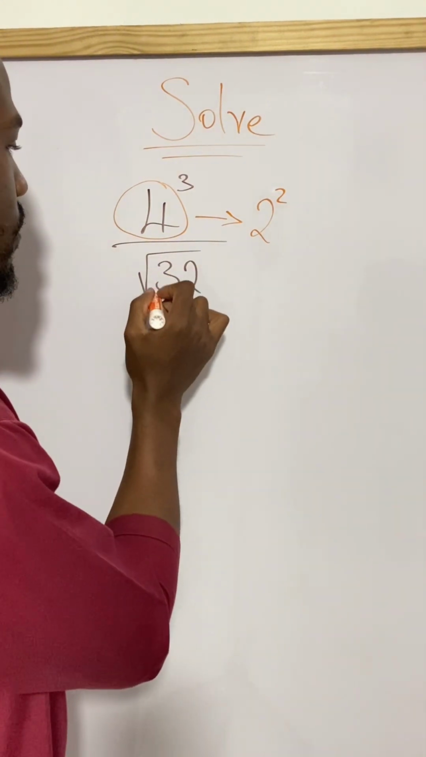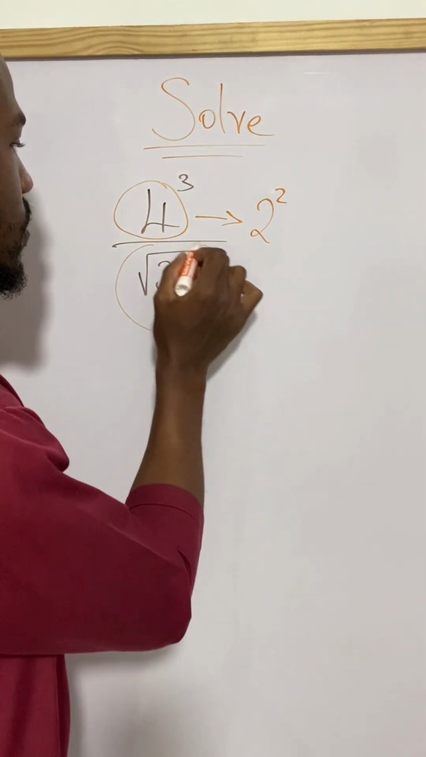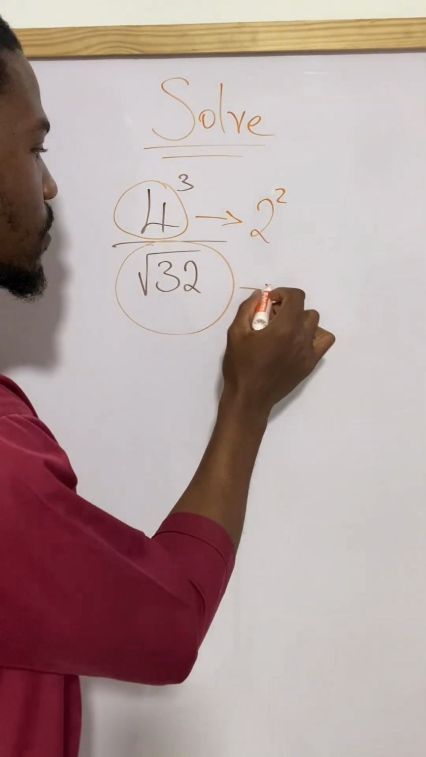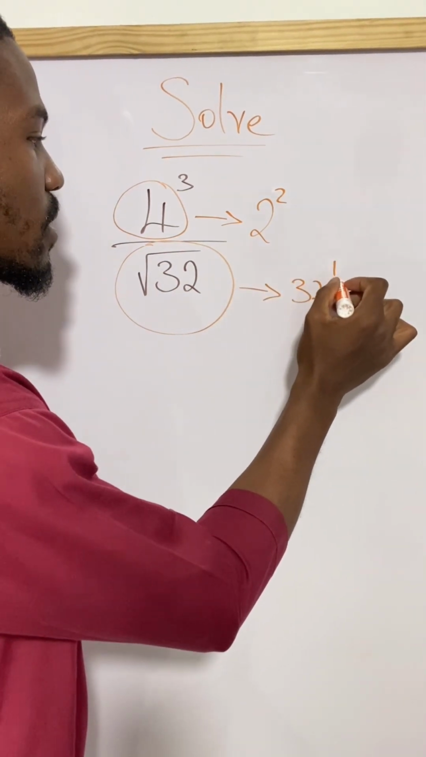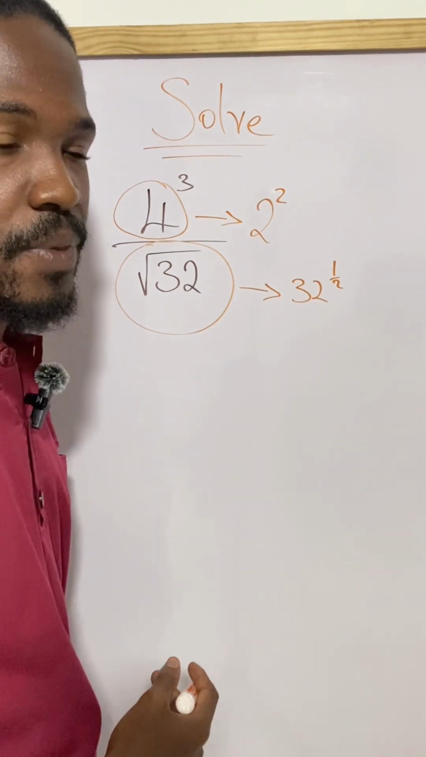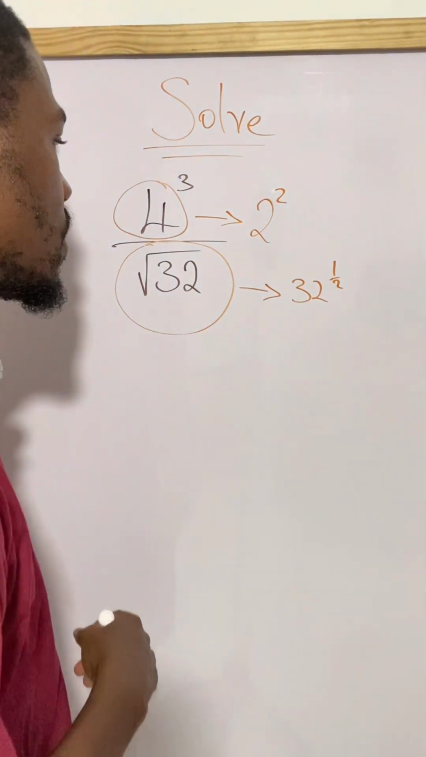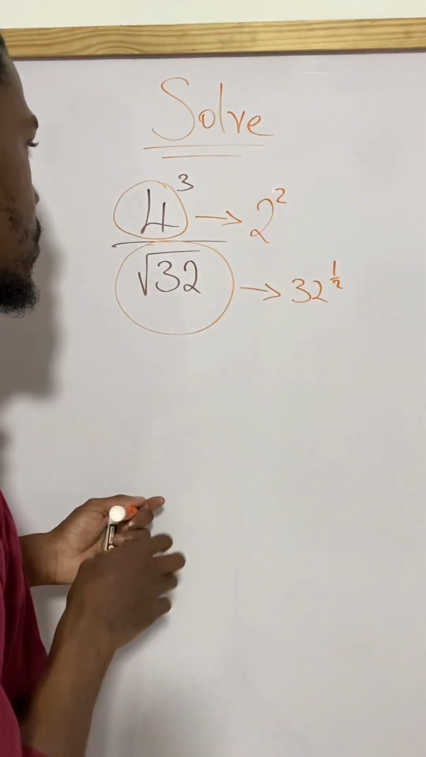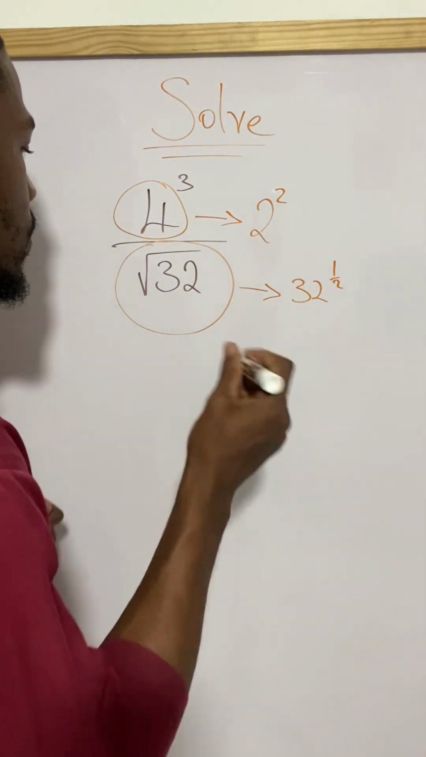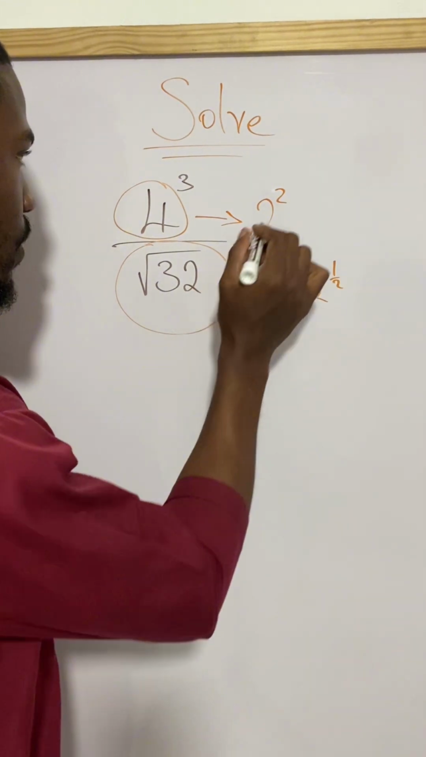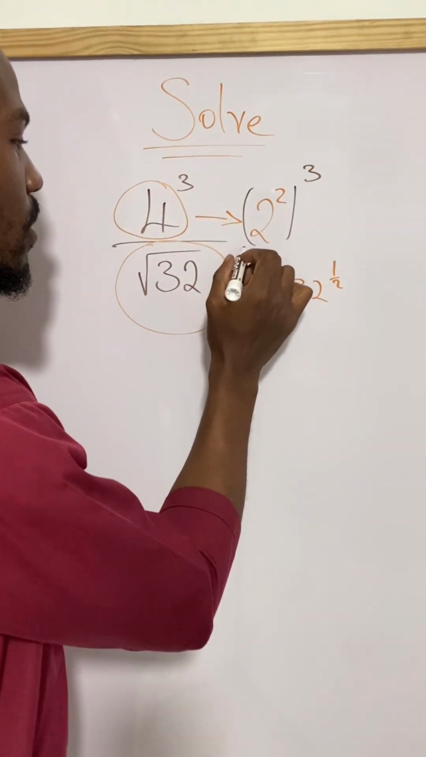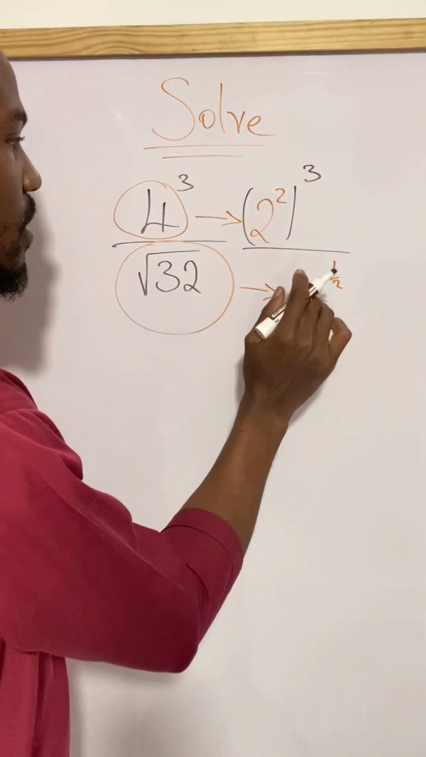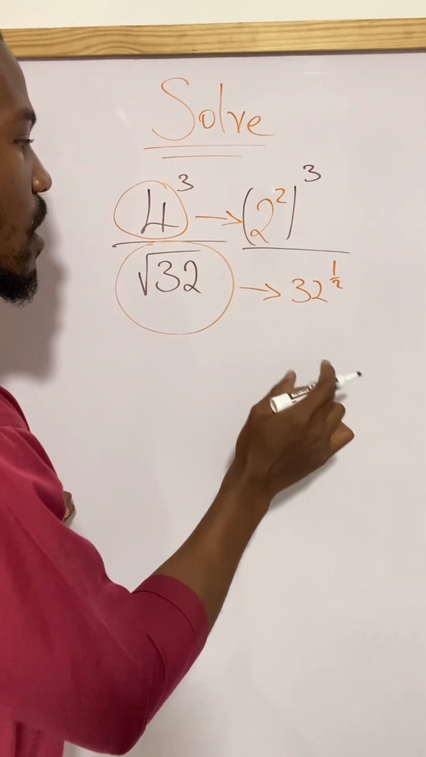We also have the square root of 32, which could be rewritten as 32 with a half as the index. So we can start right there. The next thing is to rewrite that out so we can see what we're working with. We could have 2 squared, bracket, cubed, being divided by 32 to the power of a half, right?